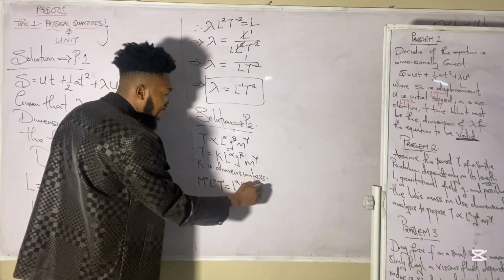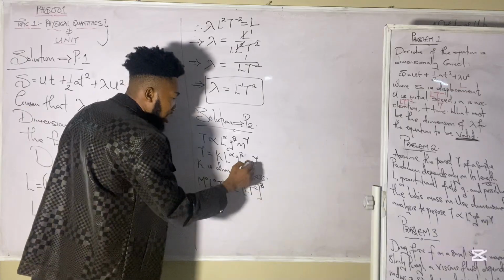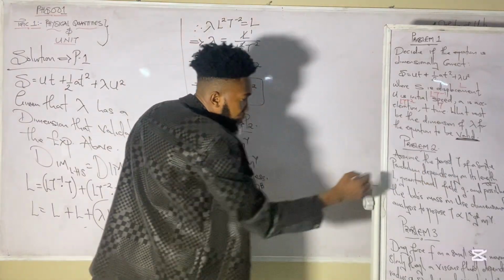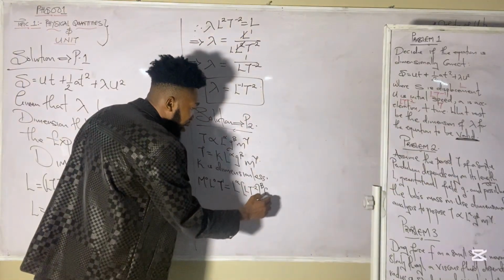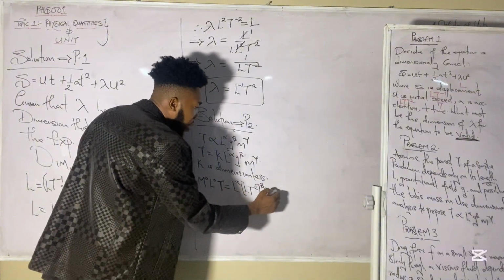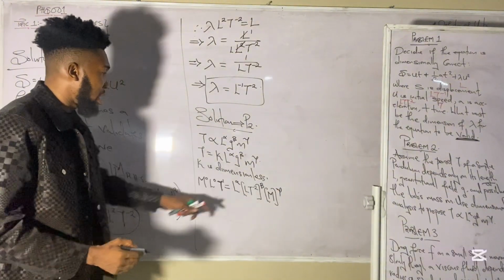But you know it's raised to the power of beta here, so I'll put the beta here. Then you have M, which is called mass. So I have mass, the dimension of mass is still M, raised to the power of this. So let's open up everything here and solve it.